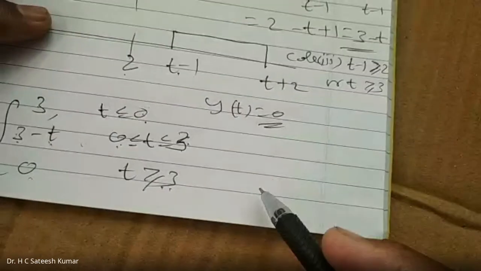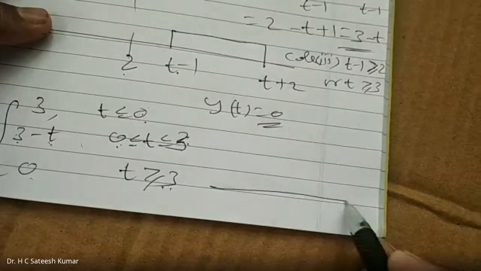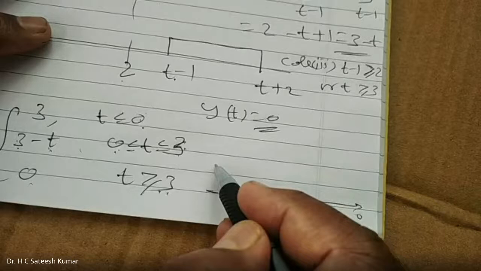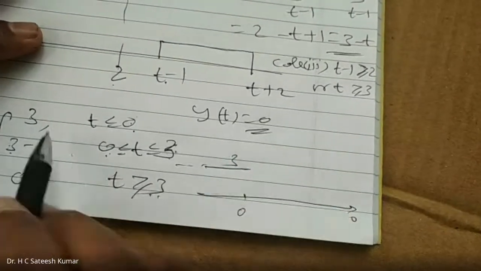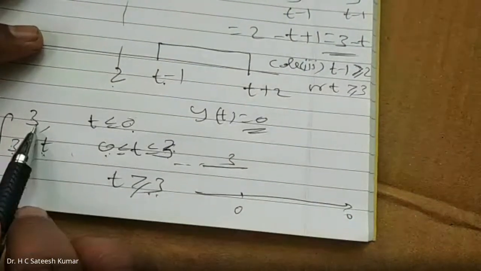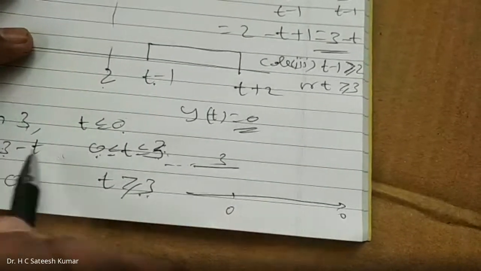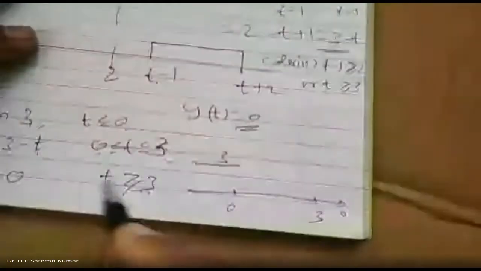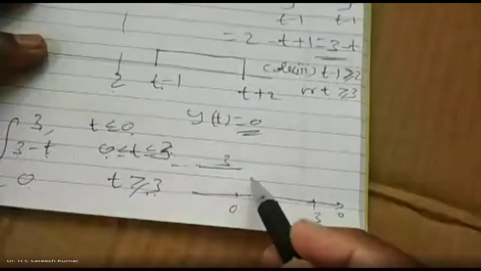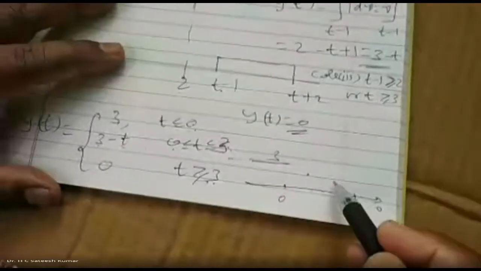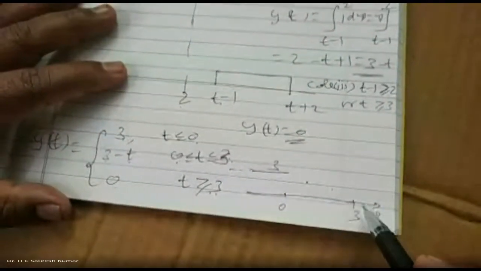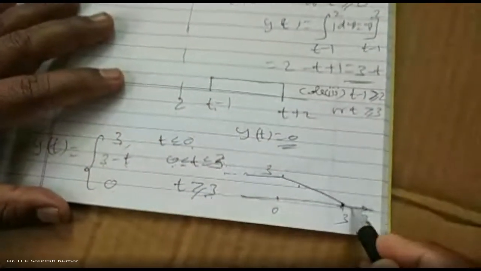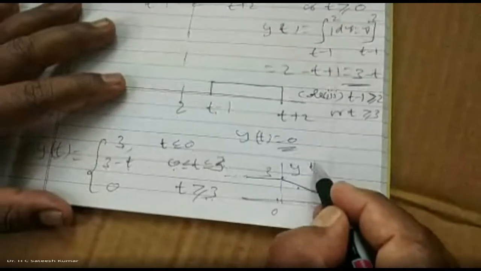Okay, right. What is it that we have? Up to 0, less than or equal to 0, its value is 3. From 0 to 3, it is 3 minus t, it is decreasing. At 0, its value is 3. At 1, it is 2. At 2, its value is 1. At 3, its value is 0. Therefore, it is decreasing. After 3, it is 0.